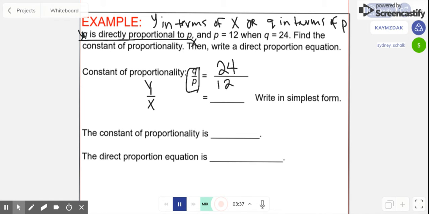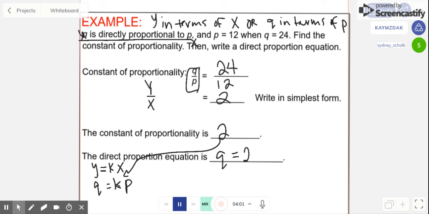And when we write that in simplest form, we get 2. 24 divided by 12 gives us 2. So the constant of proportionality is 2. Knowing our direct proportion form, we have y equals k times x. But in this case, we'd actually write it as q equals k times p. And so we're plugging that 2 in for k and getting q equals 2p.